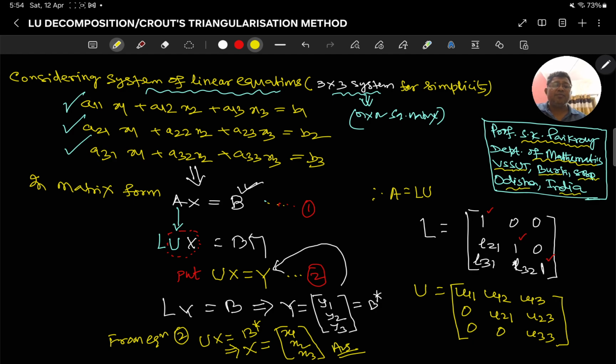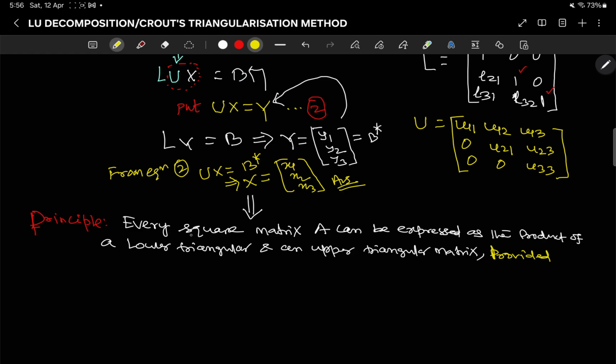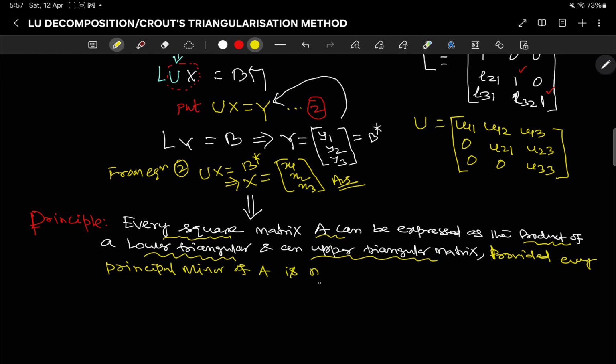So without much delay, let me discuss the principle on which A is equal to LU rests, and subsequently let us solve one example to make your idea clear. The LU decomposition is based on the principle that every square matrix A can be expressed as the product of a lower triangular matrix and an upper triangular matrix, provided every principal minor of A is non-singular.